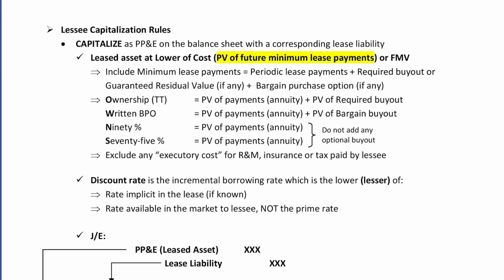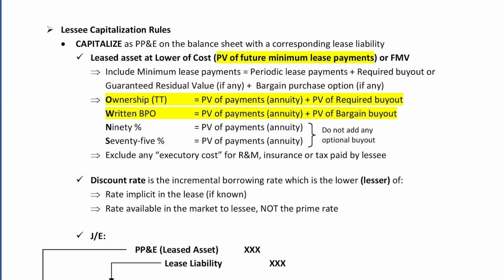The minimum lease payments equal periodic lease payments plus any required buyout, guaranteed residual value, or bargain purchase option. Now let's understand minimum lease payments using our OWNS criteria. For the O criteria, highlight ownership, title transfer. The present value of future minimum lease payments equals the present value of the annuity payments plus the present value of the required buyout. For the W criteria, that's a written bargain purchase option, the present value of future minimum lease payments equals the present value of the annuity payments plus the present value of the bargain buyout.